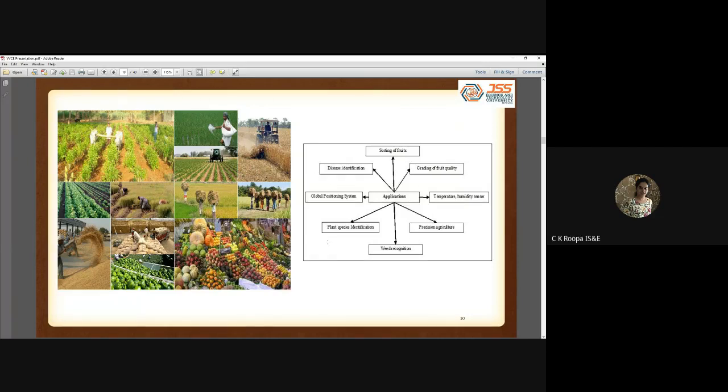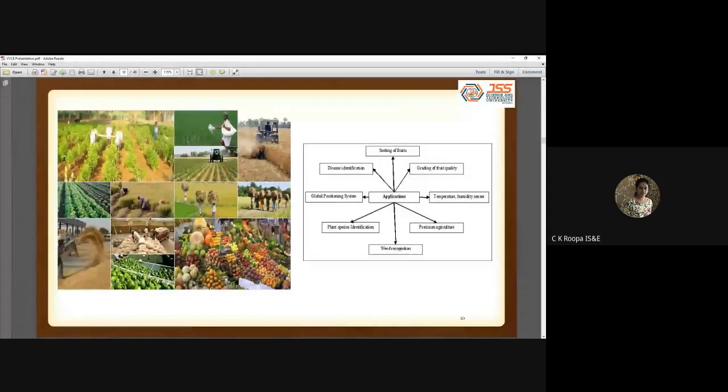Right, so it so happens that they are not really in a good position to identify whether the crop is infected with any kind of worms or fungus, or whether it's the right time to harvest the fruits or any kind of grains that they are going to grow, right?